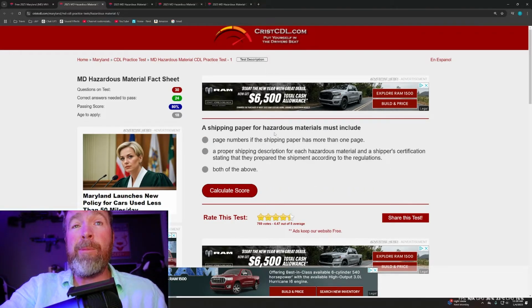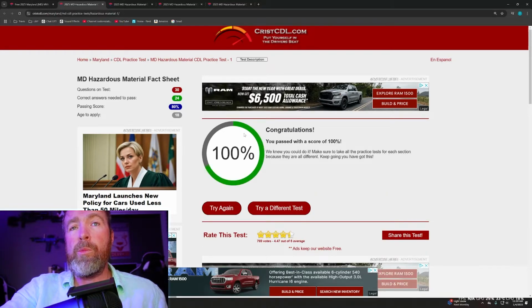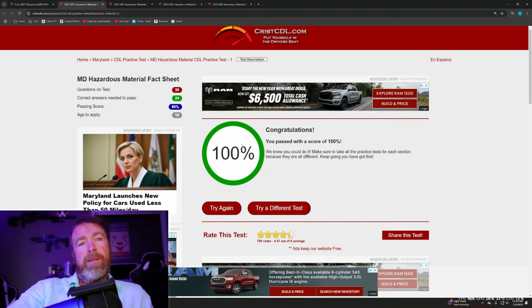A shipping paper for hazardous material must include a proper shipping description for each hazardous material, a shipper's certification stating that they prepared the shipment according to regulation, and the page numbers. So both of the above. 100%. Congratulations. Easy peasy. So that's test 1. I'm going to break this up into 4 parts. And so let's get right on to number 2.